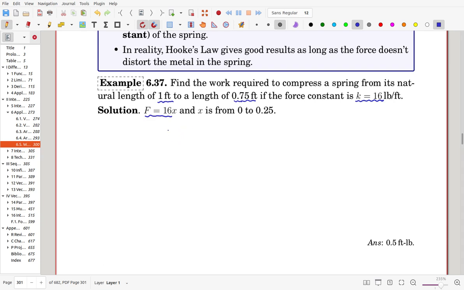So the work will be the integral from 0 to 1/4 of the force, that is 16x, dx. So that is now 8x², from 0 to 1/4. When x is a quarter, x² is 1/16, so the work is one half. Of course, here the unit is foot-pounds.